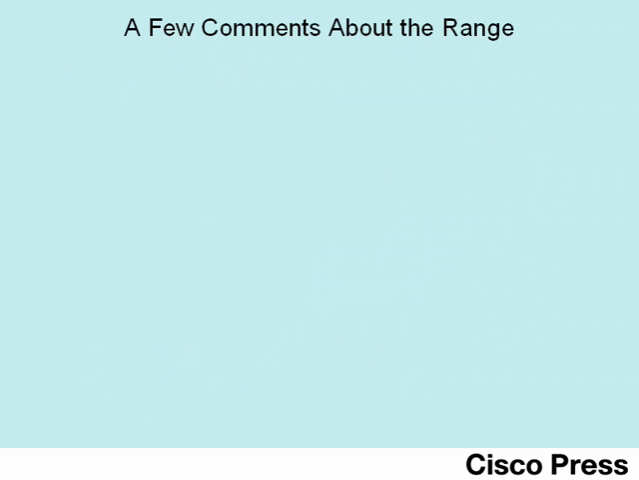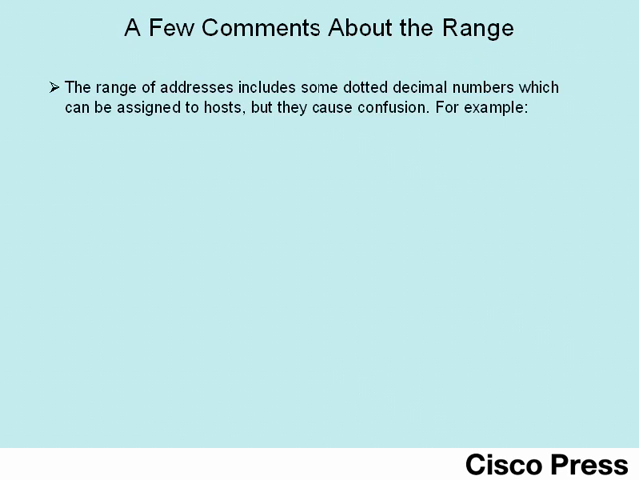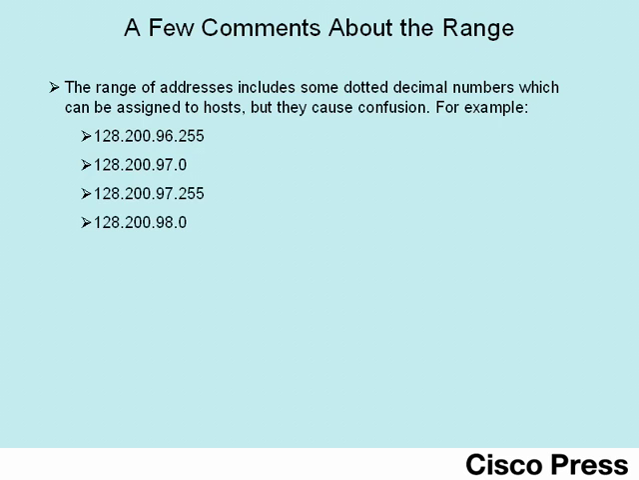This concludes this video's example of how to use process RP-6C to find a subnet broadcast address and range of valid addresses. However, before finishing up the video, I need to let you know about a couple of the IP addresses in that range that may cause you problems when you look at it on the test. In particular, consider the addresses you see here: 128.200.96.255, 128.200.97.0, 97.255, and 98.0. Many people might look at those numbers and instantly think that the ones that end in 0 are subnet numbers and the ones that end in 255 are subnet broadcast addresses.